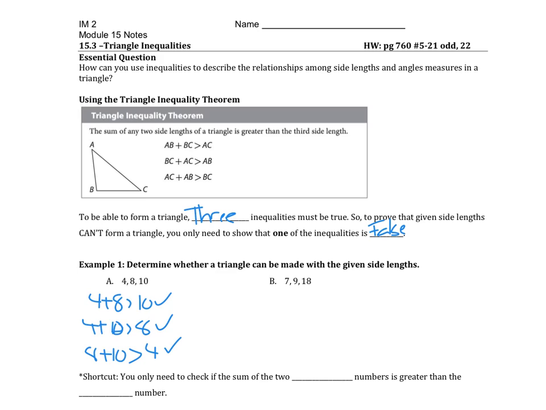Now for B, we go 7 plus 9. Is that greater than 18? Well, 7 plus 9 is 16. And that is not greater than 18. So this one would be false. Can't make a triangle out of that one.